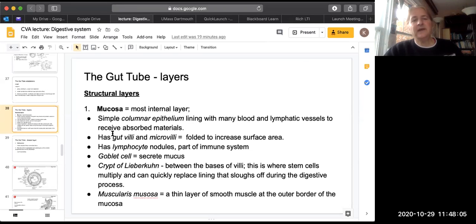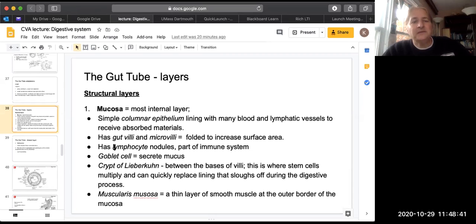The mucosa also has the gut villi and microvilli. These are the folded regions of the inner gut lining that, of course, increase surface area, right? It's an easy way to increase surface area, just like we talked about with the respiratory system, where increased surface area gives greater diffusion of gases. In the gut, you increase the surface area, so you have greater ability to pass on the absorbed nutrients from your food.